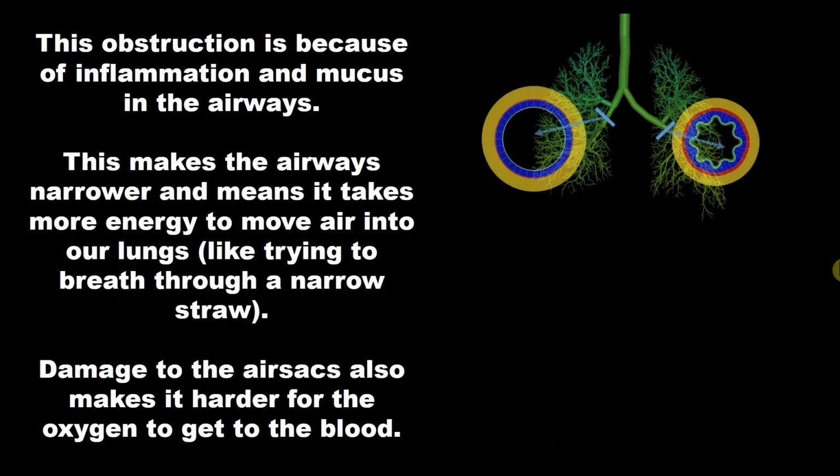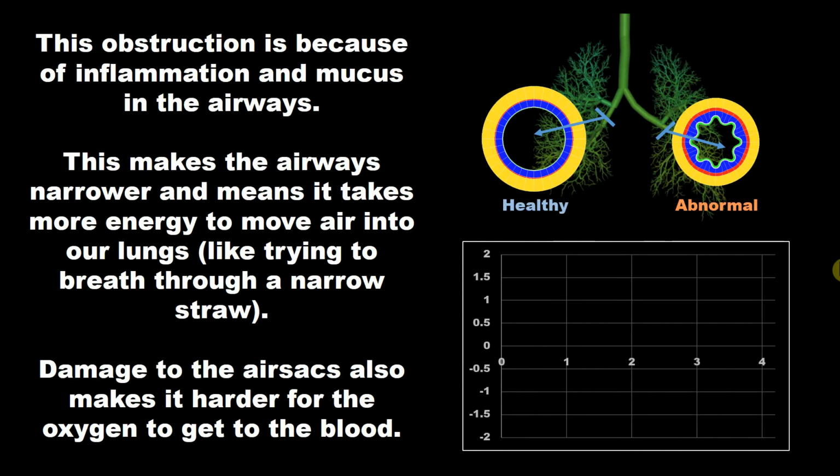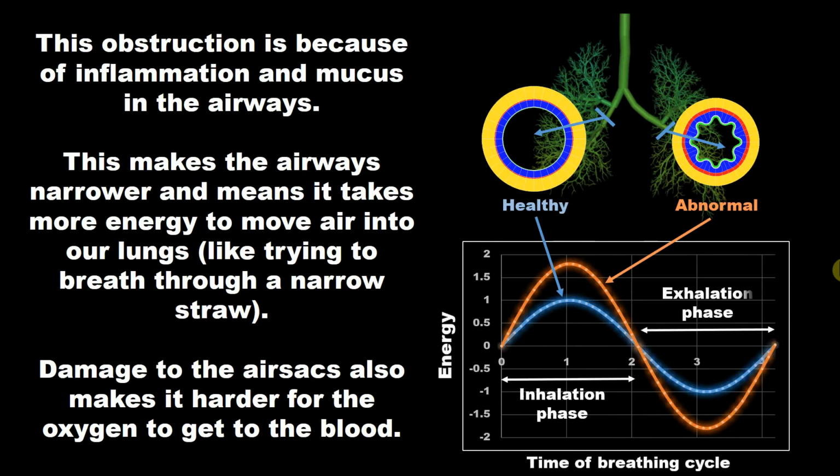This obstruction is because of inflammation and mucus in the airways. This makes the airways become narrower and means it takes more energy to move air into and out of our lungs, similar to trying to breathe through a narrow straw. Damage to the air sacs also makes it harder for the oxygen to get to the blood.